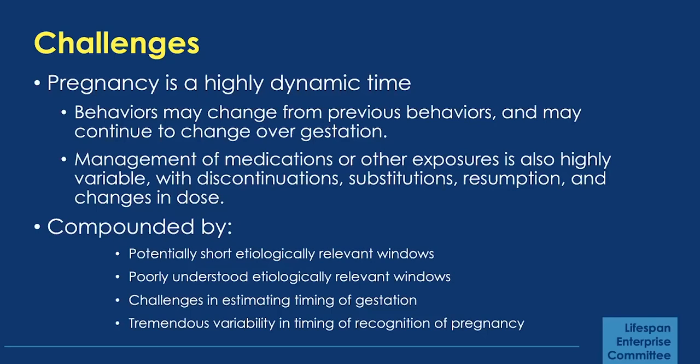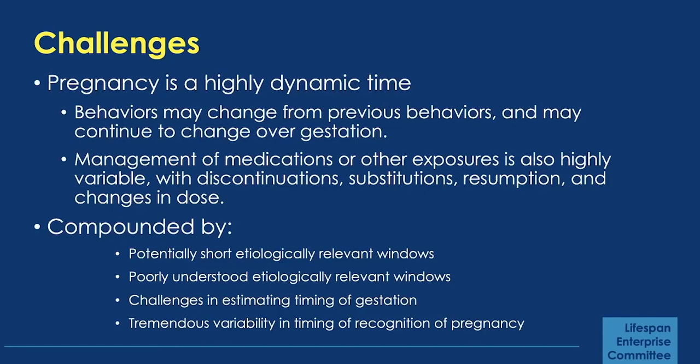So these issues are compounded by the fact that we have potentially short etiologically relevant windows. And as I mentioned earlier, we often don't understand those windows. It's challenging to estimate the timing of gestation, and there's also tremendous variability in the timing of recognition of pregnancy. So we know that often a lot of changes happen around when a woman recognizes that she's pregnant, but that timing is also highly variable from pregnancy to pregnancy, resulting in a lot of behavioral changes that can span across multiple weeks or months of gestation when you're looking across a group of pregnancies.